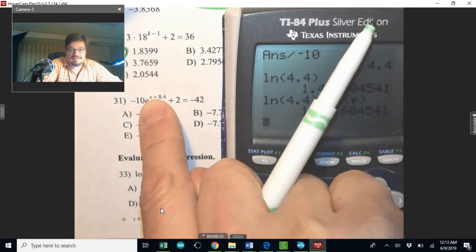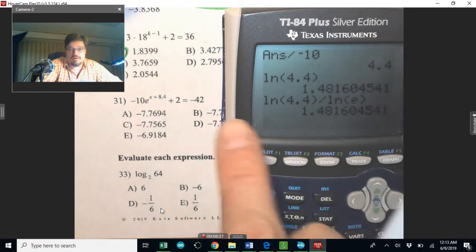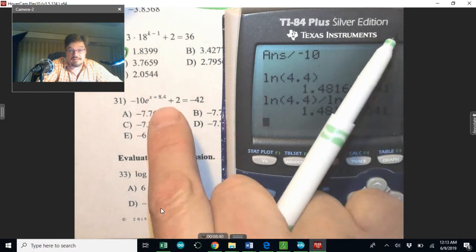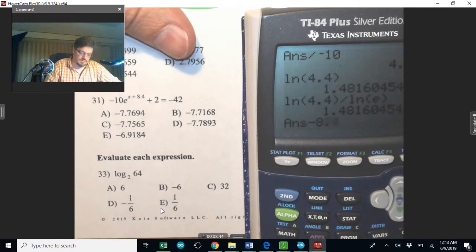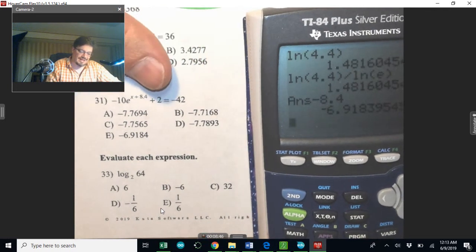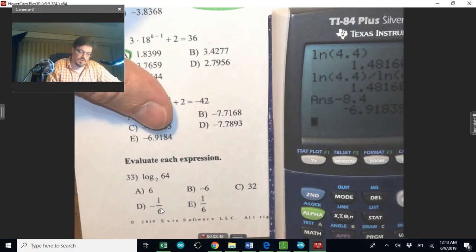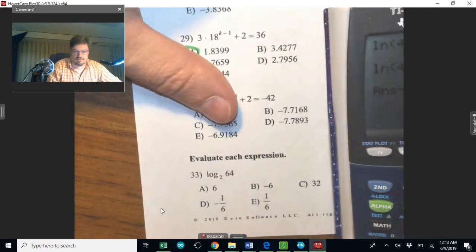So now we just have to say, well, x plus 8.4 equals this, so I need to subtract 8.4. Okay, I get negative 6.91, round that up to 4, so it looks like it's E.